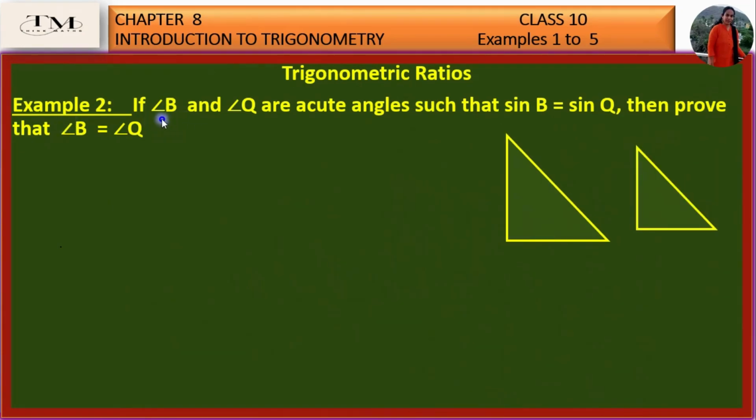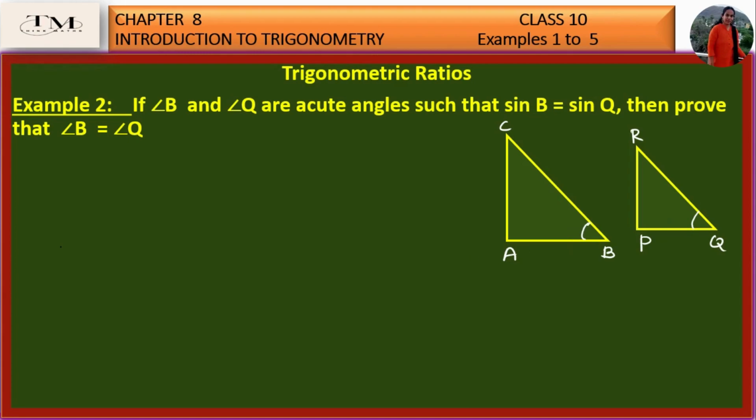Example 2. If angle B and angle Q are acute angles such that sin B is equal to sin Q, then prove that angle B is equal to angle Q. So here it is given that angle B and angle Q are acute angles. So let us take two right triangles and name them A, B, C and another triangle P, Q, R. So it is given that sin B is equal to sin Q. So what we have to prove? We have to prove angle B is equal to angle Q.